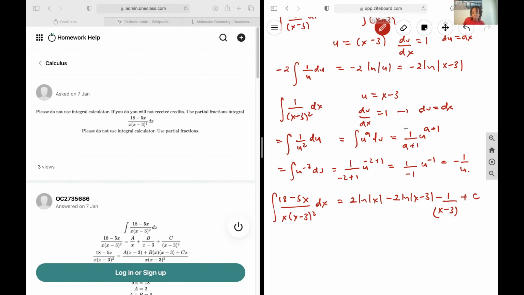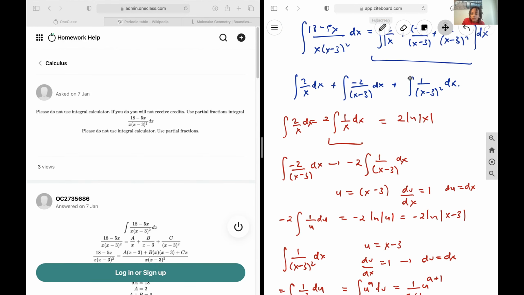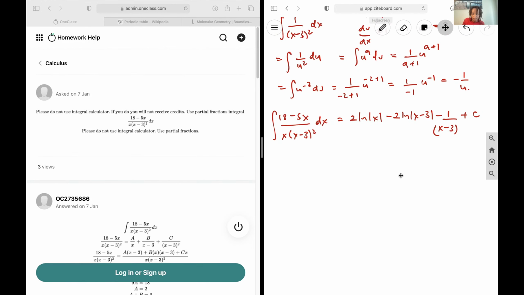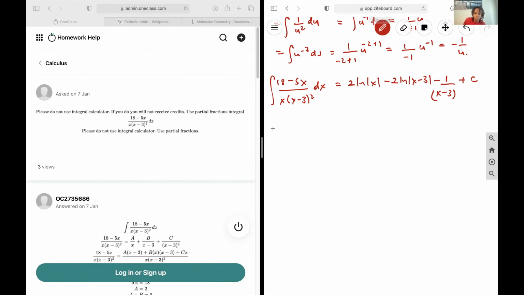Sorry, let me just ensure everything is okay here, and it is. And so our final answer is going to become 2 ln x minus 2 ln x minus 3 minus 1 over x minus 3 plus c. And that's our final answer.